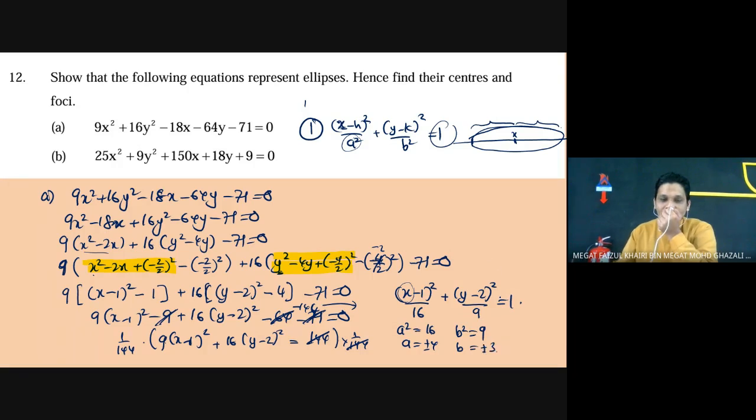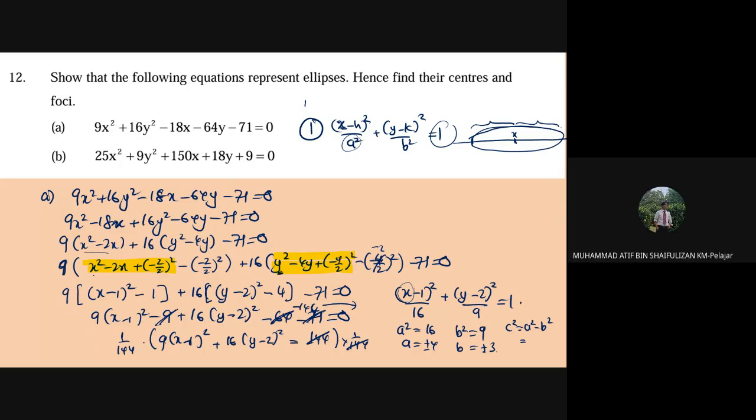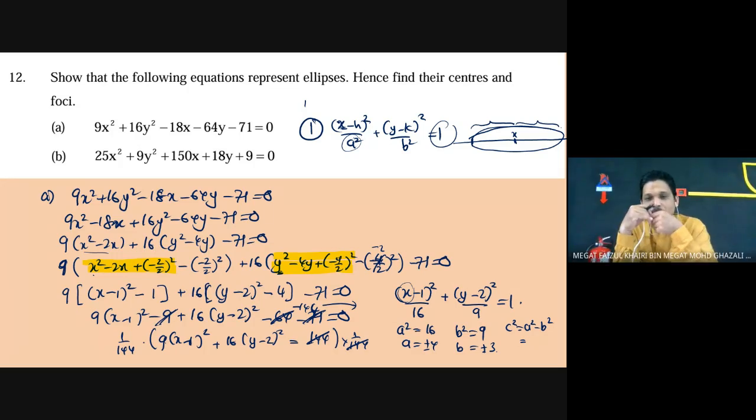And what is the equation for c? c squared equal to a squared minus b squared, right? Class, c squared equal to a squared minus b squared, am I right? Yes, sir. So c squared equal to 16 minus 9 equal to 7. Then c equal to plus minus square root of 7.